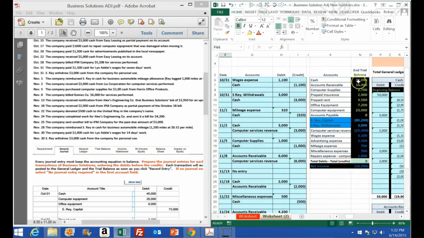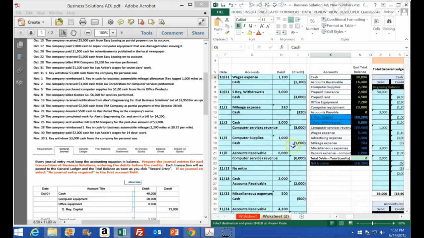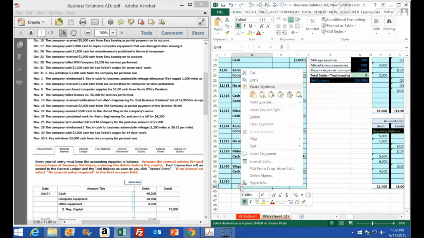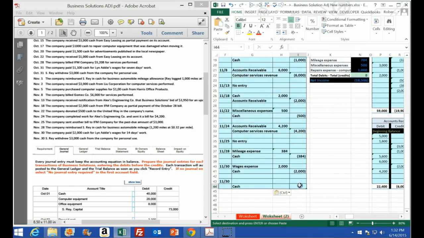Is cash affected? Yeah, it was withdrawn. How do we make it go down? We do the opposite thing to it. Cash is debit. The opposite would be a credit. Credits go on bottom. We're going to credit cash for the 3,000. If we credit something, we're going to have to debit something. Every transaction has to have at least two accounts and an equal number of debits and credits.